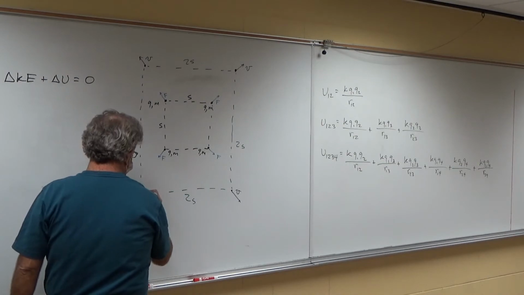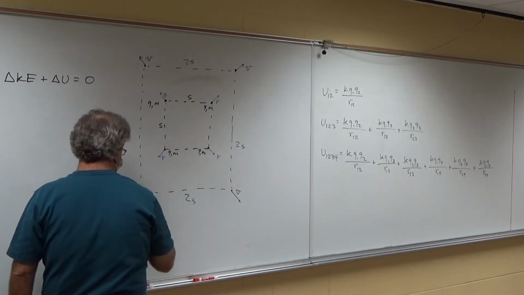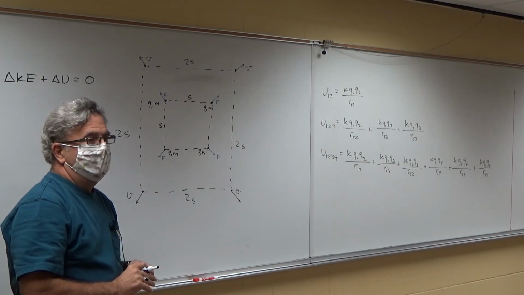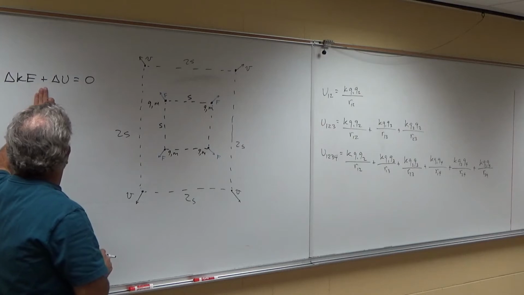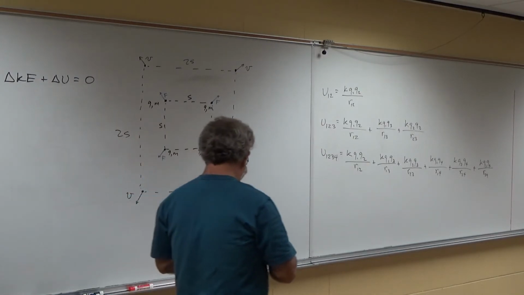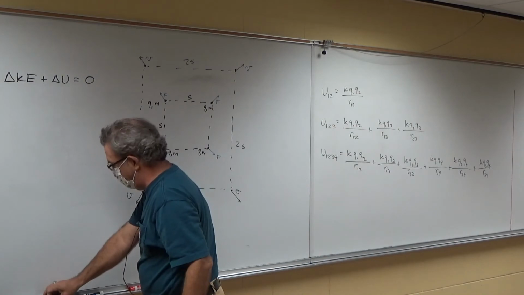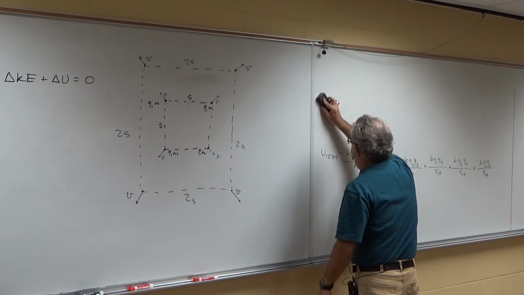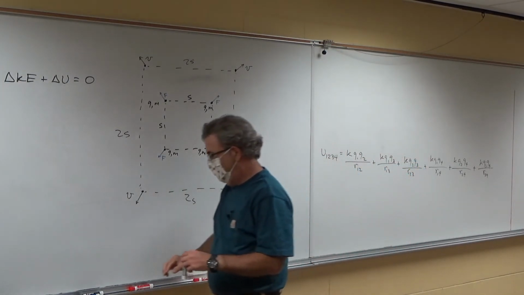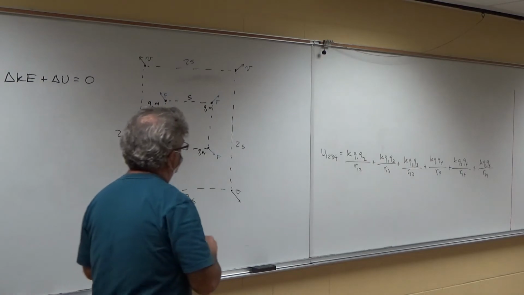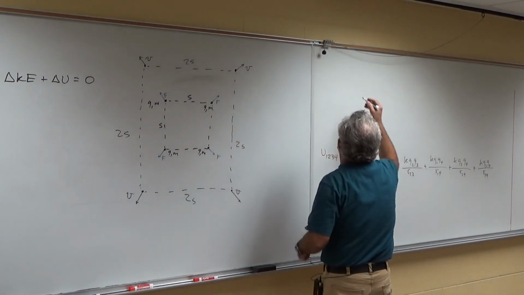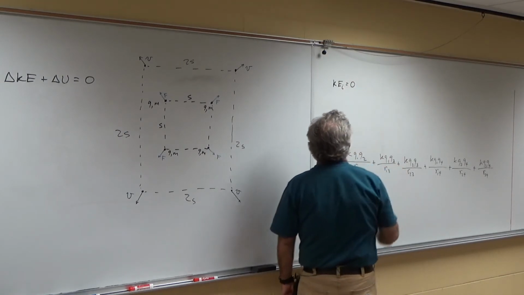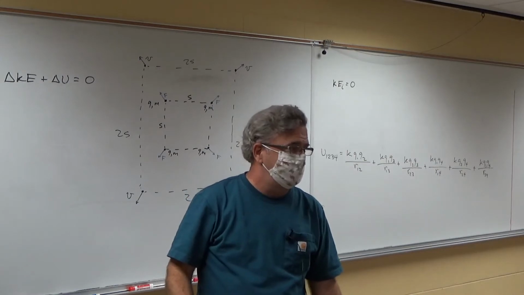I'm not worried about direction, I'm looking at the magnitude of the velocity. Okay. So we're going to use this work energy theorem, or sometimes they call it the potential energy, kinetic energy theorem, whatever, to calculate the velocity. So KE initial is equal to 0, right? I said they start from rest.